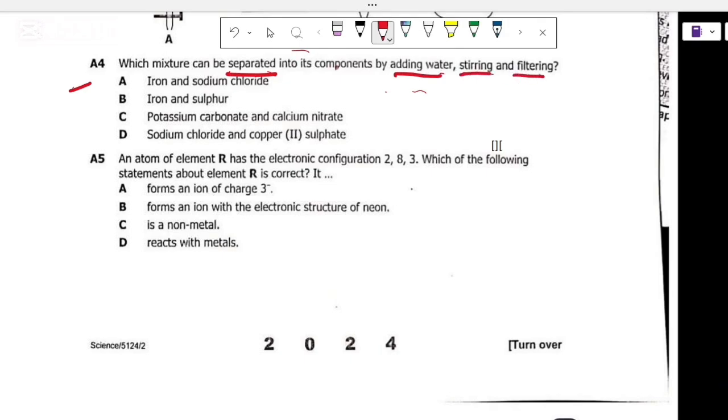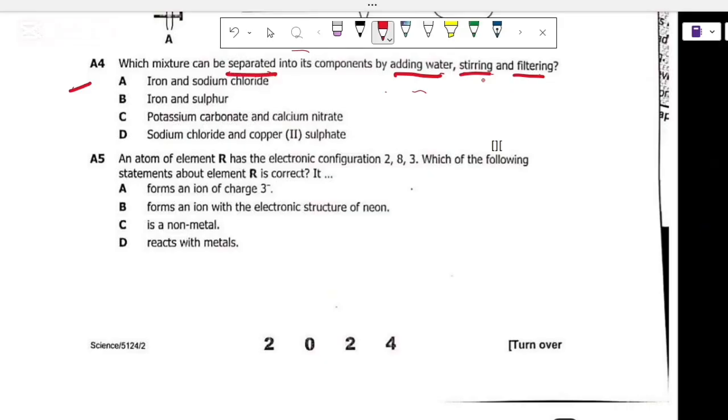So just from this question, you can see that the reason why you're adding water is that, because you're trying to separate two components, one has to dissolve after you've stirred. After stirring, one has to dissolve in water, and then the one which is insoluble is actually going to remain, and then you can filter. That process is actually called filtration. That's how we filter things.